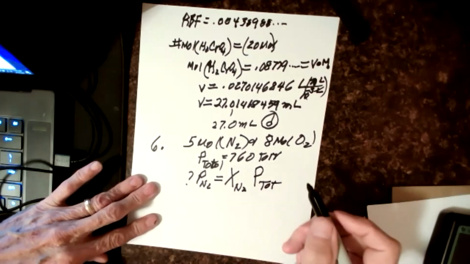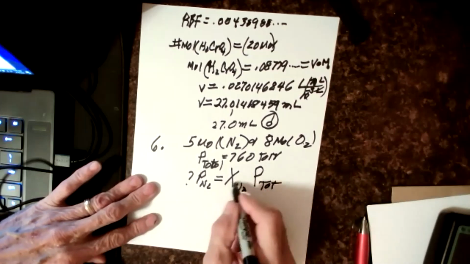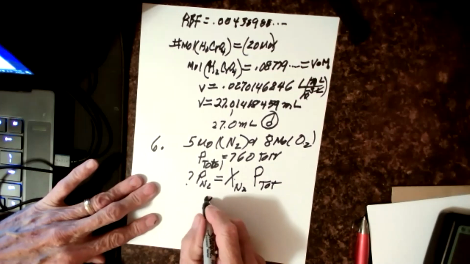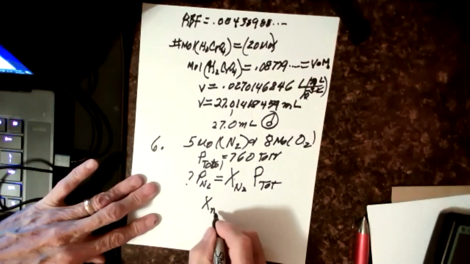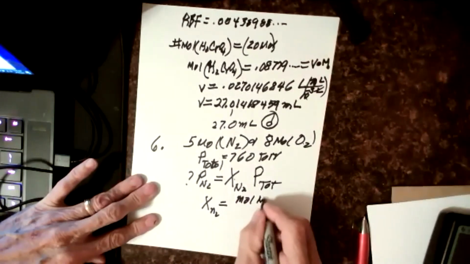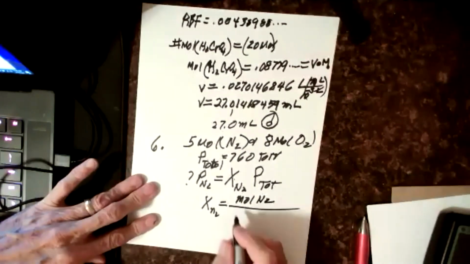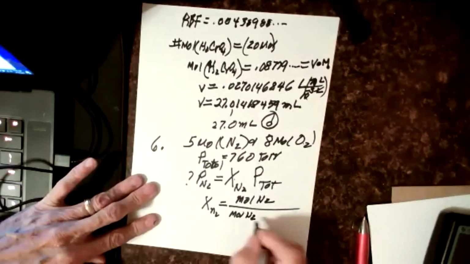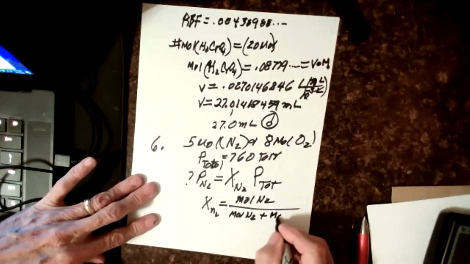Okay, so this is going to be kind of a plug and chug. We first have to get the mole fraction of nitrogen. The mole fraction of nitrogen is going to be the moles of nitrogen divided by the total moles. There's just 2, so it's moles of nitrogen and moles of oxygen.